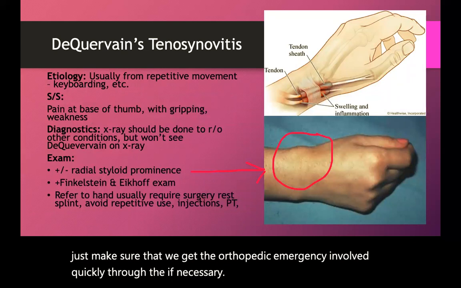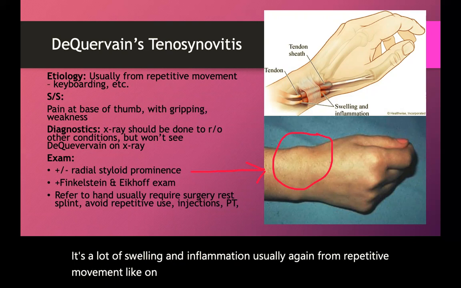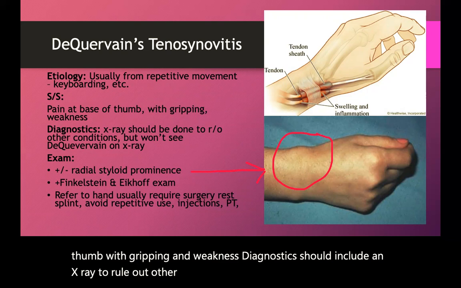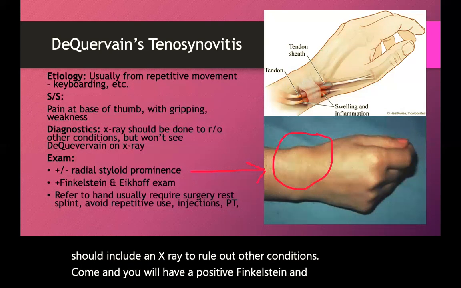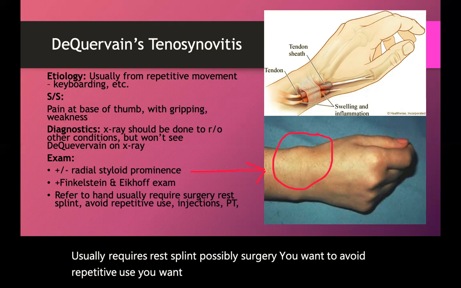Okay, here is de Quervain's tenosynovitis. It's a lot of swelling and inflammation, usually again from repetitive movement, like on a keyboard. Usually the pain is at the base of the thumb with gripping and weakness. Diagnostics should include an X-ray to rule out other conditions. And you will have a positive Finkelstein and Eichhoff exam. Usually requires rest, splint, possibly surgery. You want to avoid repetitive use. You want to consider injections and physical therapy.